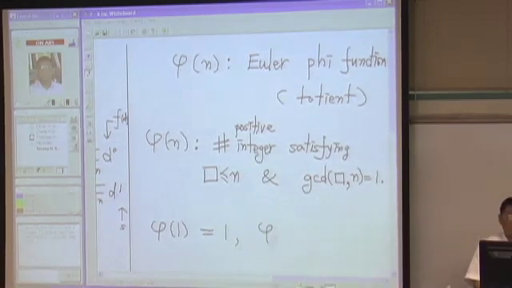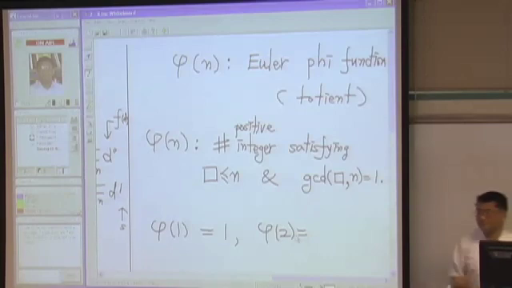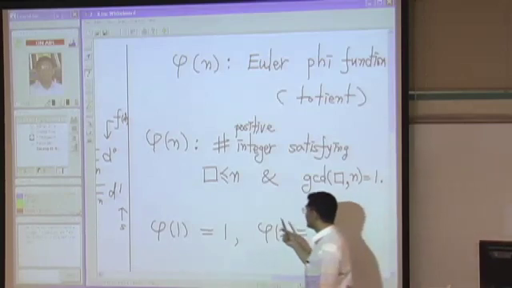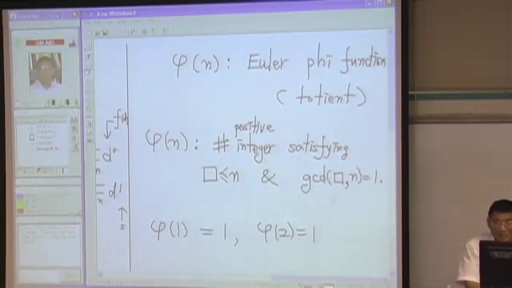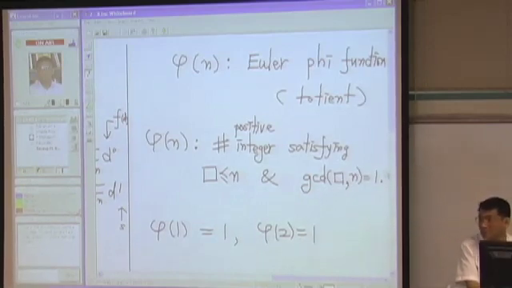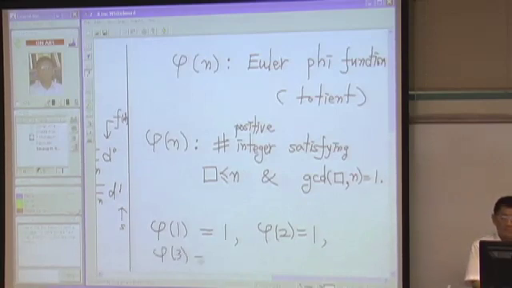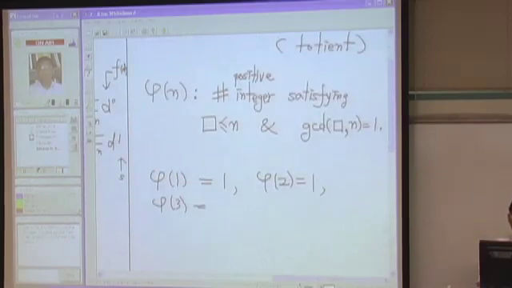What is phi of 2? The positive integer satisfying both conditions is 1. Because if you use 2 here, then GCD of 2 and 2 is what? 2, so it cannot be. Phi of 3. 1 and 2 satisfy the condition, right? Phi of 4. 2, right? 1 and 3 satisfy it.